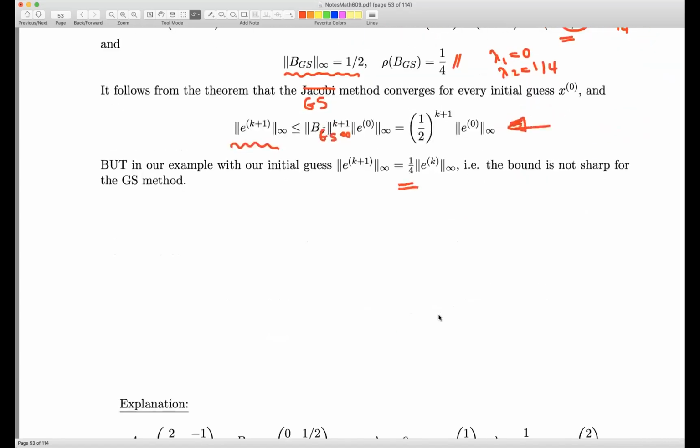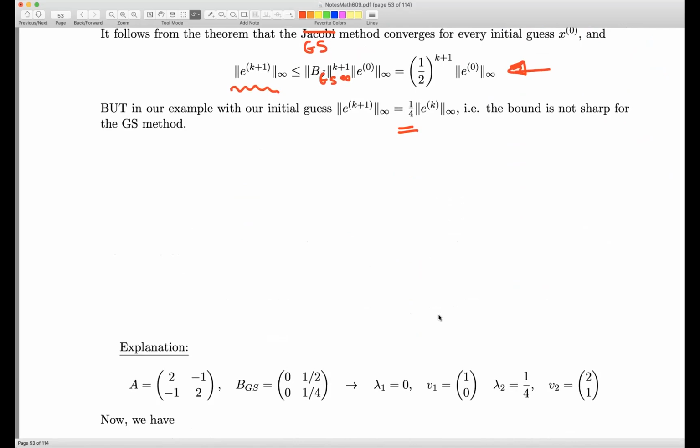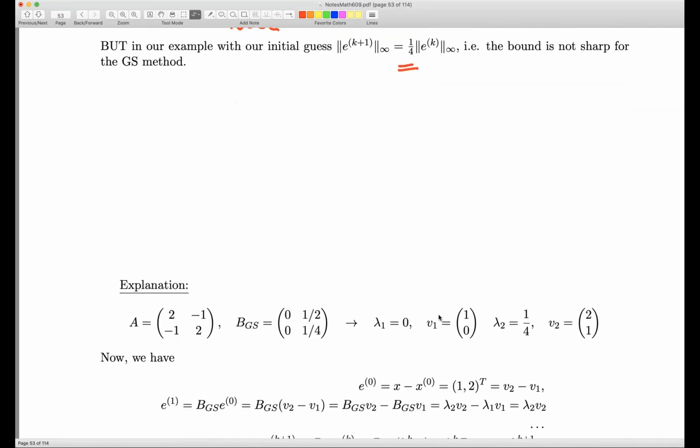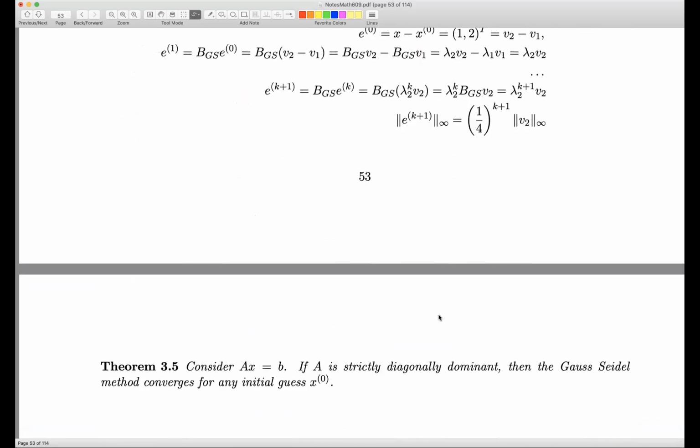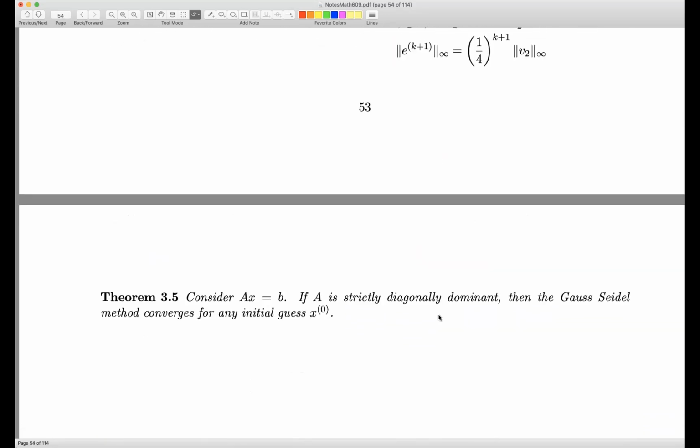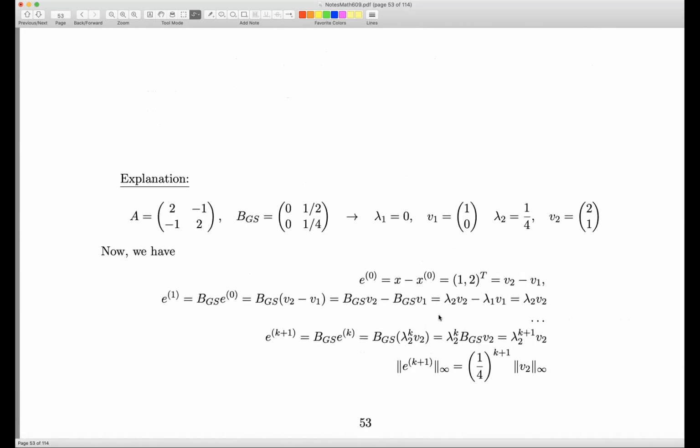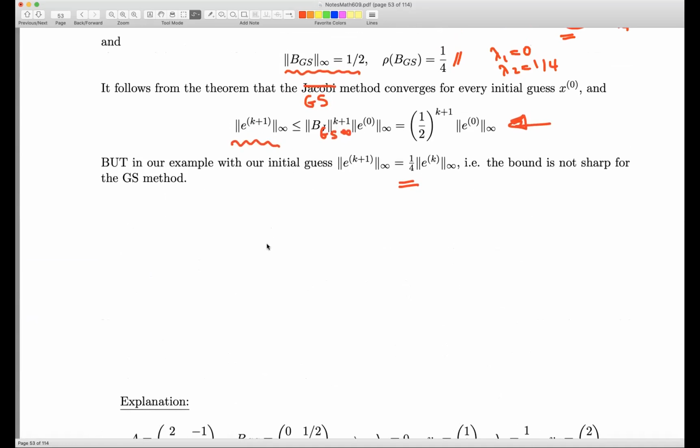If you remember when we discussed the spectral radius, we discussed that the infinity norm of e_k, or any norm of e_k, behaves like the spectral radius of the matrix B_GS to the power k times the original error.